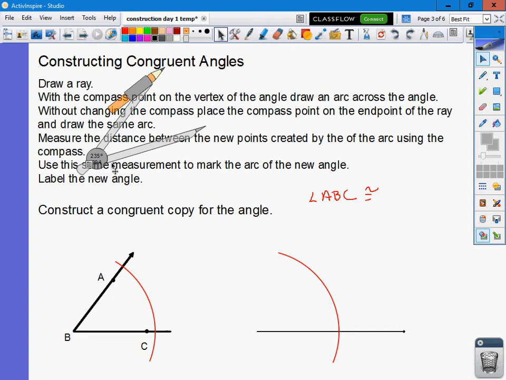Oh, there's one. Don't let it slide. There's one. Now I'm going to come right over here to this angle. I'm going to do the same thing. Okay? Now, let's go here. We have to set this so that it is the distance between where the arc crossed. And I'm going to come over here and make an arc so I can see where these two arcs cross. Okay?